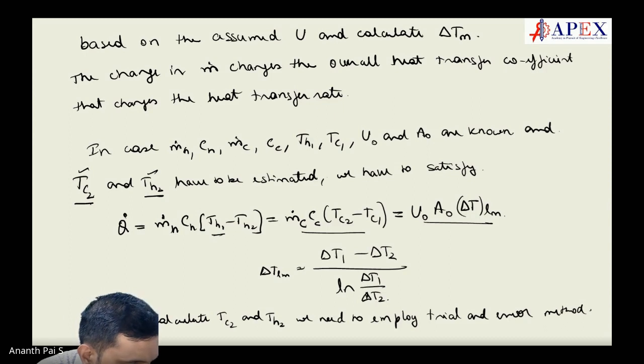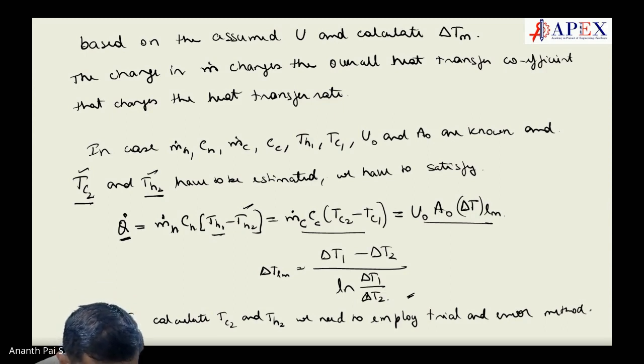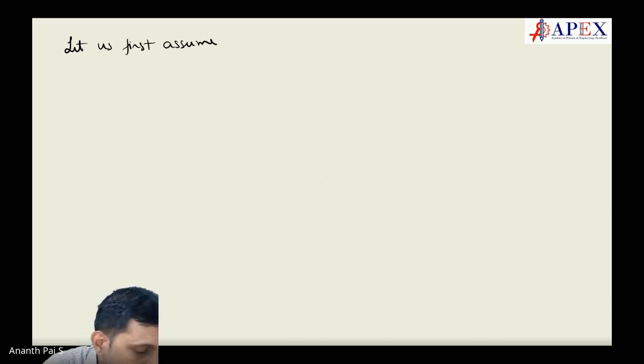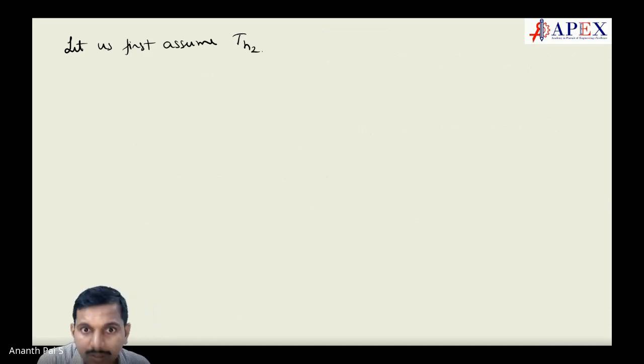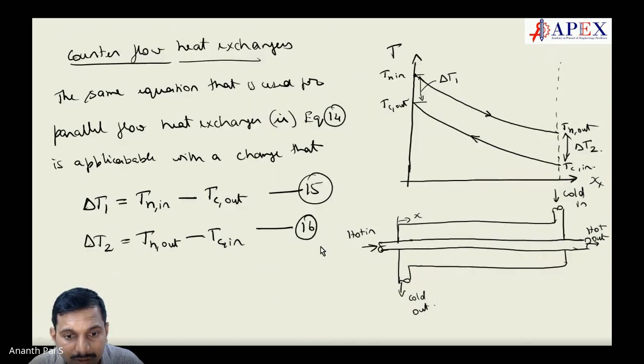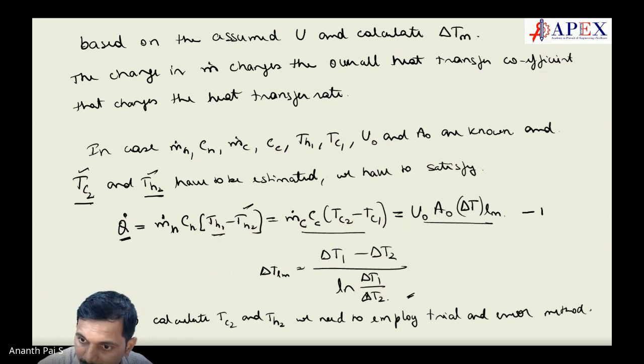So now, how? Let us assume T_h2, so using this equation we can find Q, T_c2 and delta T_lm, for example. Now let us see one by one how that trial and error has to be applied, because this is very important to understand. It is the general understanding which is important. Write this. Fine. Trial and error method has to be used. How? Let us first assume T_h2. Using what was the last equation here? 16, is it not? Let us write this as 17. Let us use that 17.